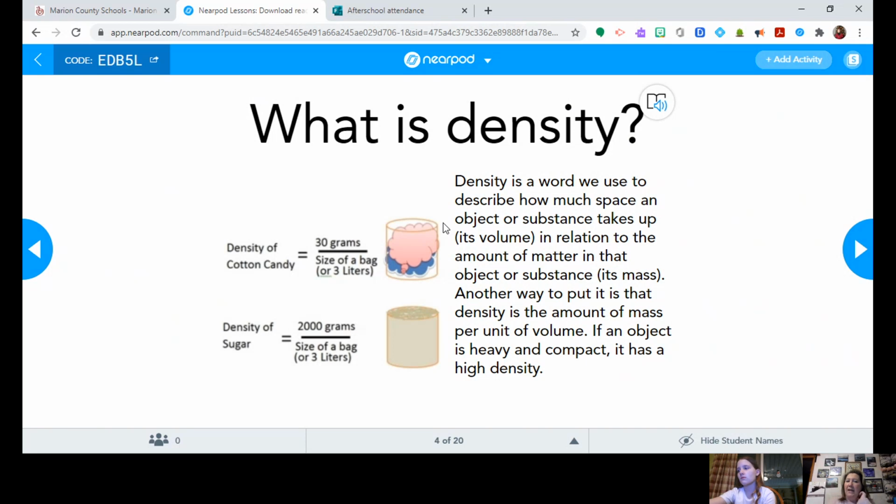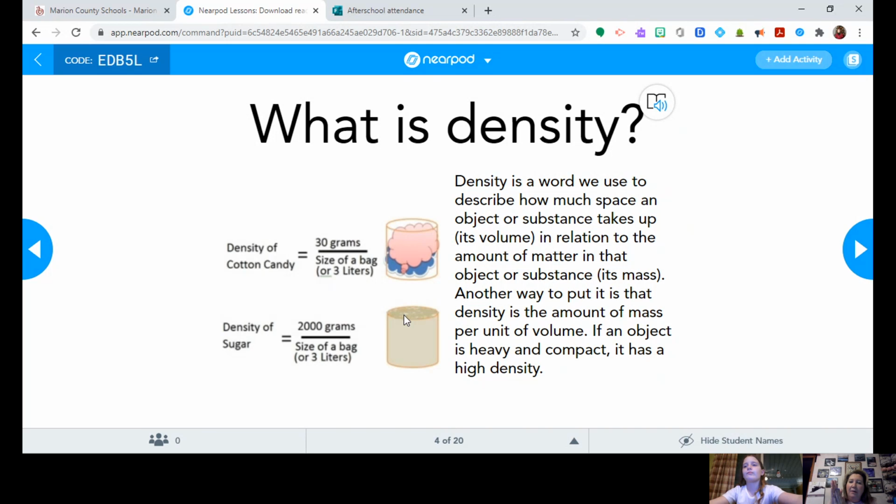If you think about cotton candy, it is very, very light, isn't it? It has a lot of air in it. Even though it would take up the same amount of space as this sugar, it doesn't have as much matter, so it doesn't have as much density. If I put cotton candy in this container, it's only going to weigh 30 grams. If I put sugar in this container, it's going to weigh 2,000 grams because of its density. It packs in more in that space.